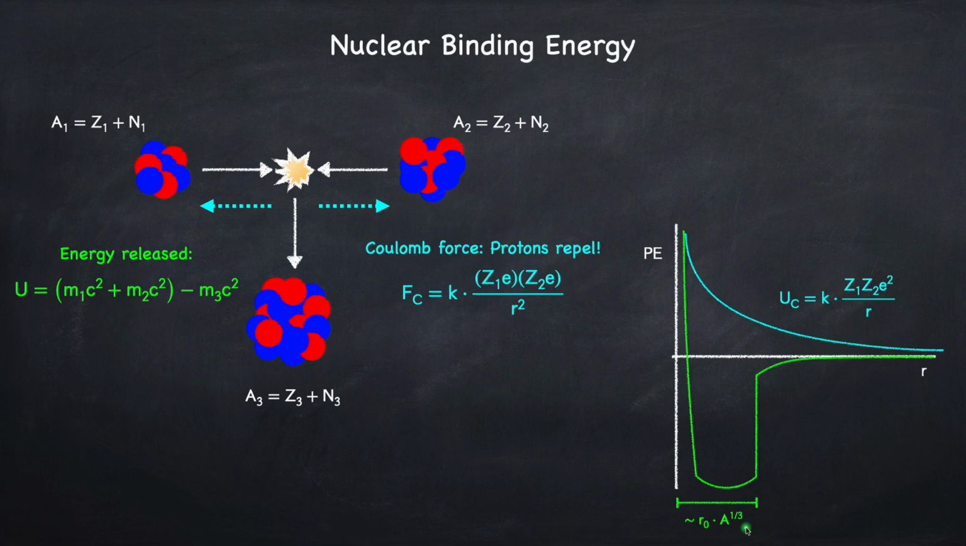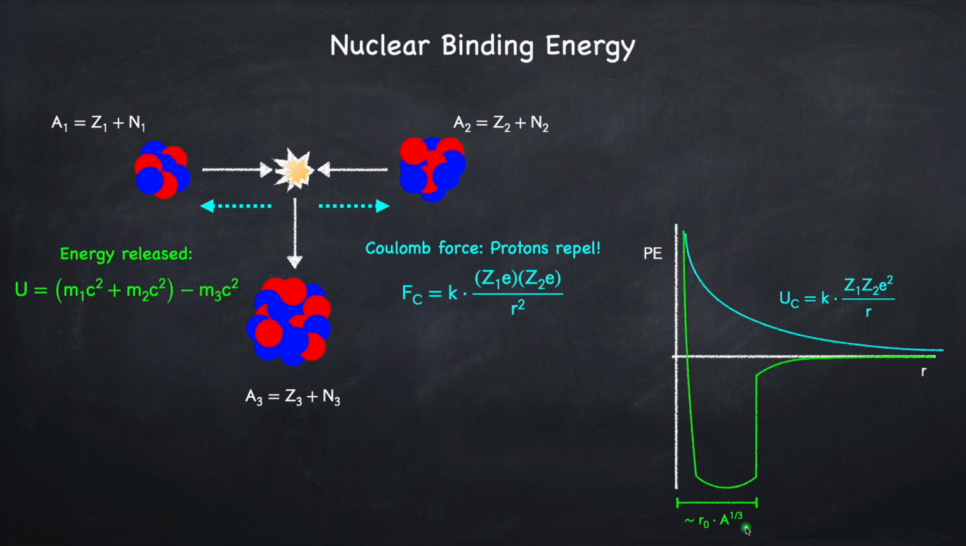So why does this go as A to the 1/3? Well, the volume of a nucleus will be the volume of a nucleon times the number of nucleons. And there are A nucleons in the nucleus. The volume is proportional to the radius cubed.